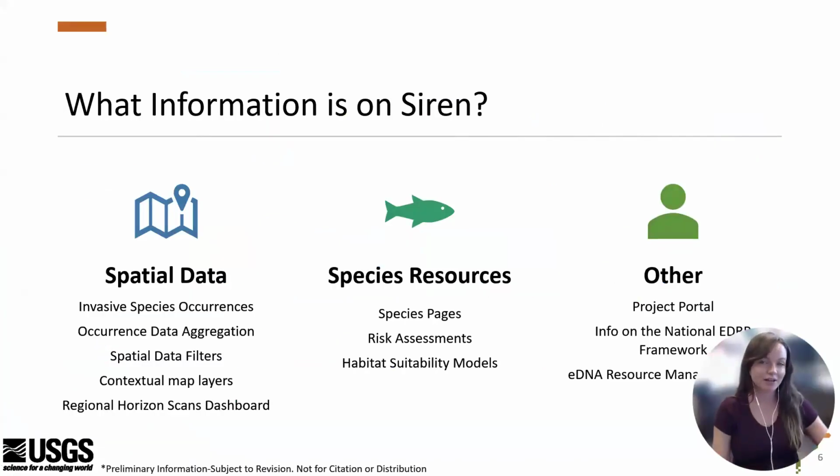So that is where we get our data from, but what does this information actually look like on SYREN? Currently we have more than 4,600,000 occurrence records from our data partners. And we also have multiple filtering capabilities for spatial data, as well as contextual map layers for data visualization purposes. And we will have a regional horizon scans dashboard that's customizable to the user.